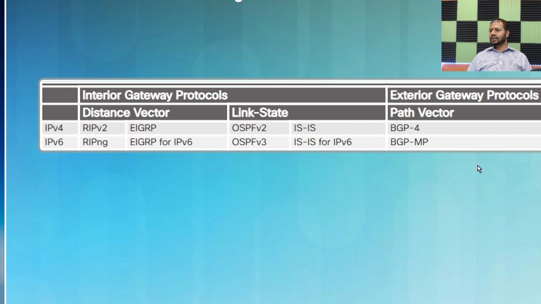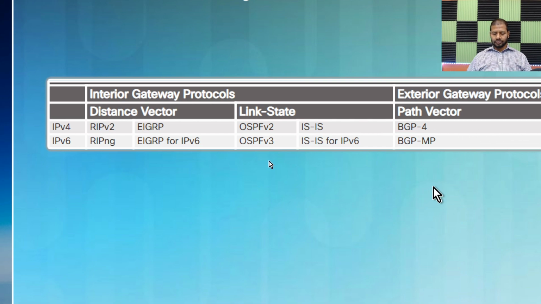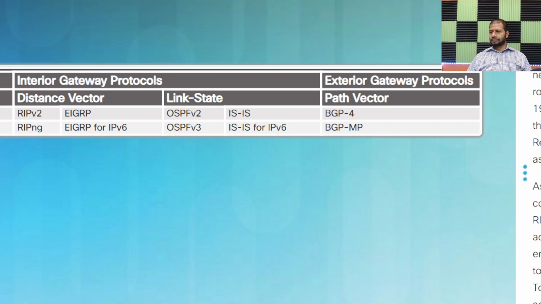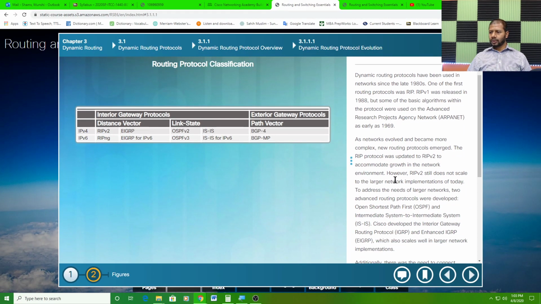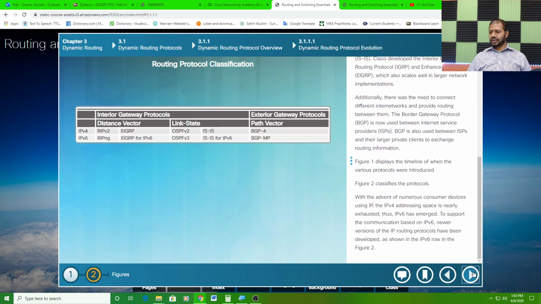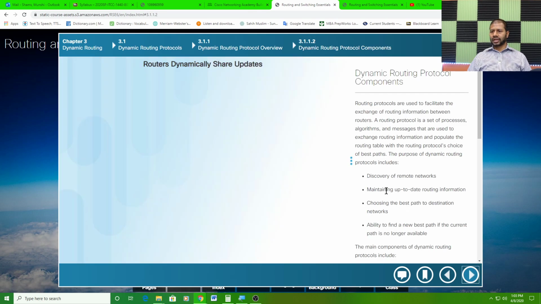Then you have some other kind of routing protocol. They discuss connecting to different networks, like two ISPs, two different types of network. Two ISPs are connecting. Those are called exterior gateway protocols, like BGP, Border Gateway Protocol. Okay, so let's see what we're going to discuss in this chapter. Let's move on to the next slide.